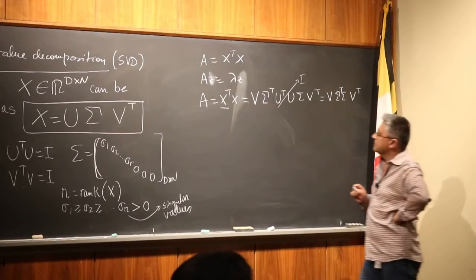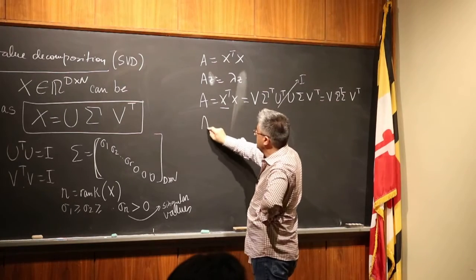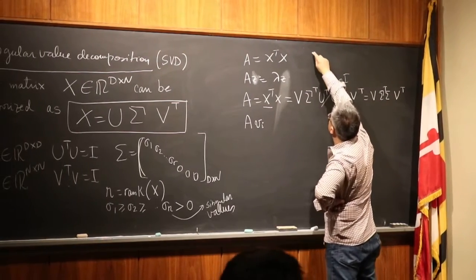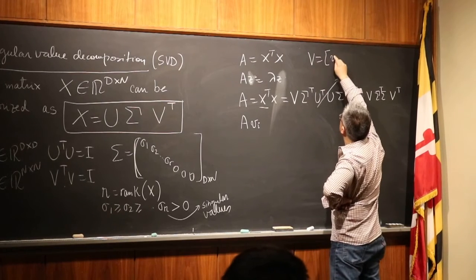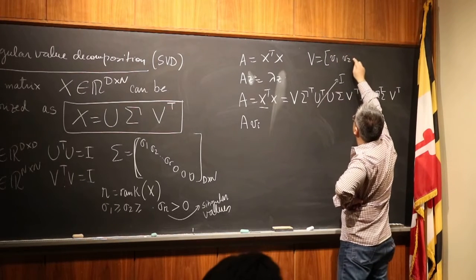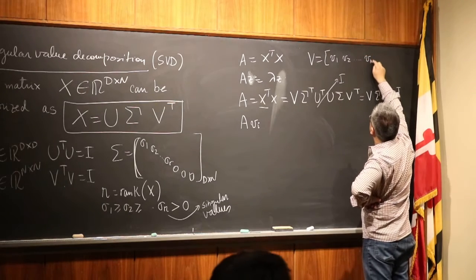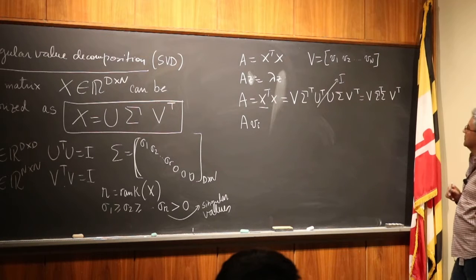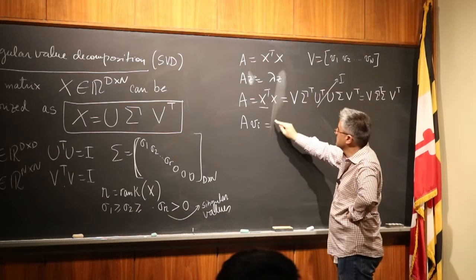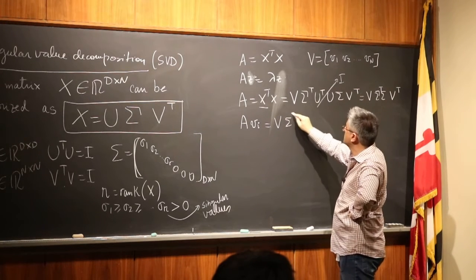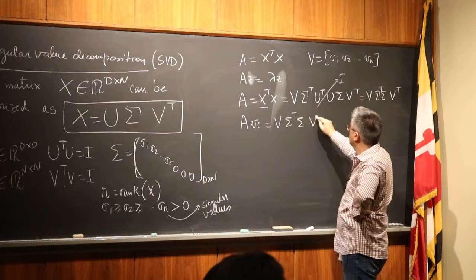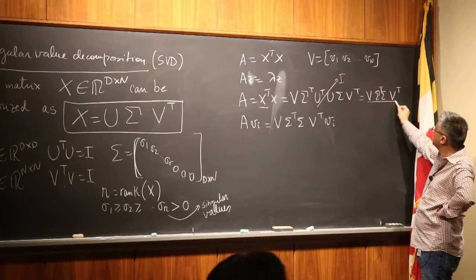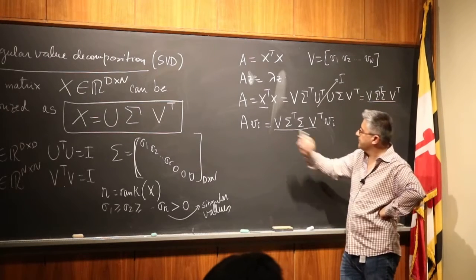So now, let me do the following calculation: A times V_i. And what is V_i? I'm going to assume that the V matrix is just the columns V1, V2, Vn. Okay? So far so good. So this, by definition, is going to be V sigma transpose sigma V transpose, and then the V_i. Agree? Just substituting exactly what I had here.